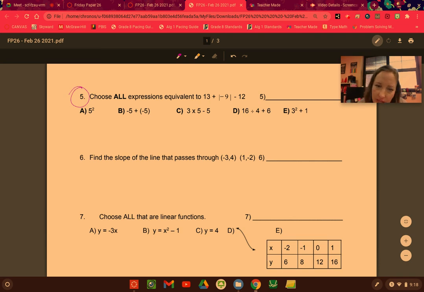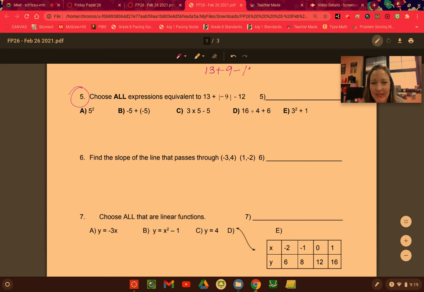Will somebody help me evaluate 13 plus negative 9 minus 12? Somebody willing to work it out with me? I have lots of people on this call. Asaya, I heard you volunteer.